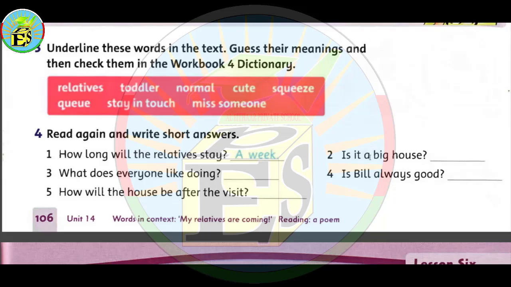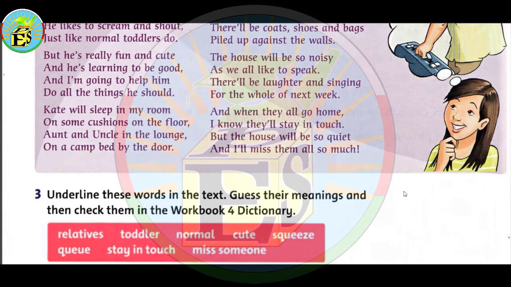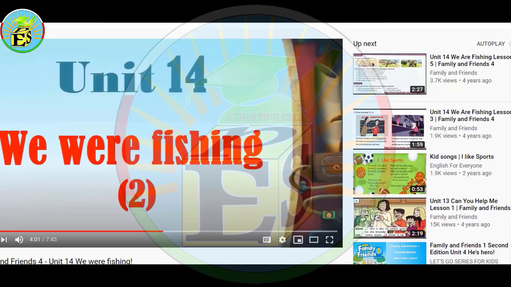Number 2, is it a big house? Number 3, what does everyone like doing? Number 4, is Bill always good? And number 5, how will the house be after the visit? Now we will go back to the poem, we will listen to it one more time, and we will try to answer these questions in a short way. Now I want you to listen carefully.